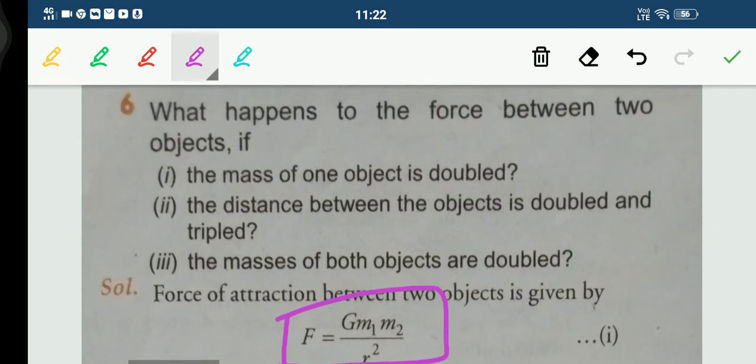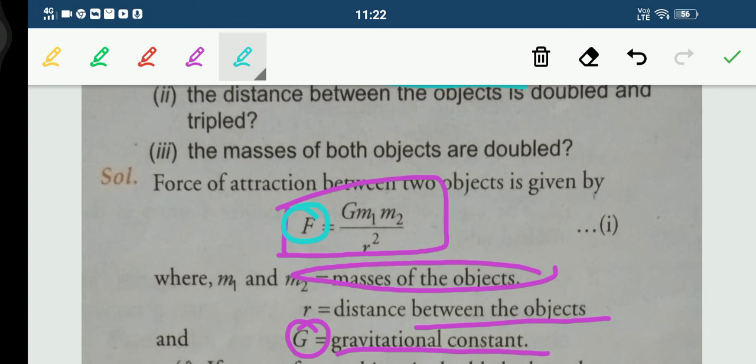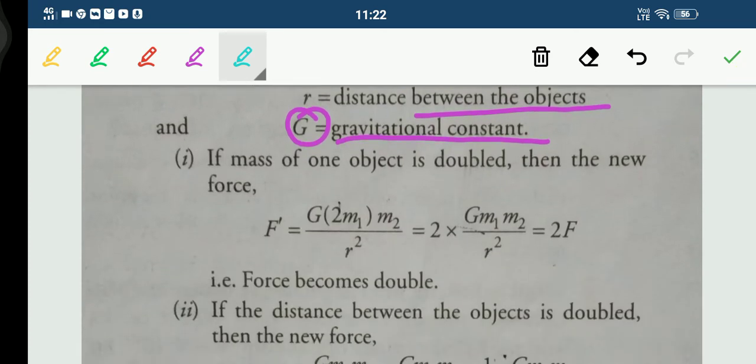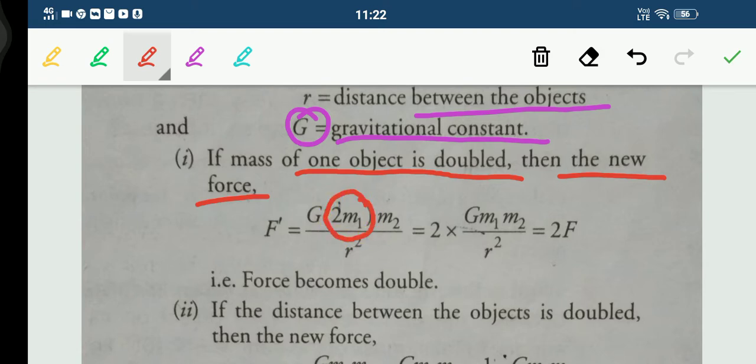Now students, see, the first question they are asking is what happens to the force, if the mass of one object is doubled. So we just need to double the mass of only one object. Fine students. Now let's quickly do it and see what happens. If the mass of one object is doubled, then the new force, this is the mass of one object, we have doubled it, that is 2m1.